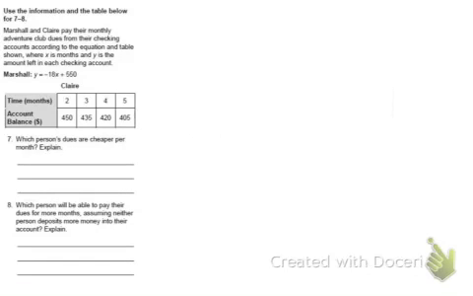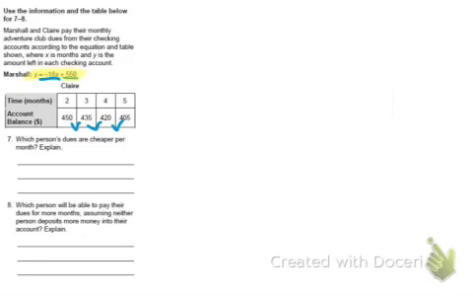Module 14 Study Guide, Problem 7 and 8. Marshall and Claire pay their monthly Adventure Club dues from their checking accounts according to the equation and table. Show them where X is month and Y is the amount left in each checking account. So Marshall's is already an equation, and based on this, he starts with $550 and pays $18 per month. Now we have to figure that out for Claire's.